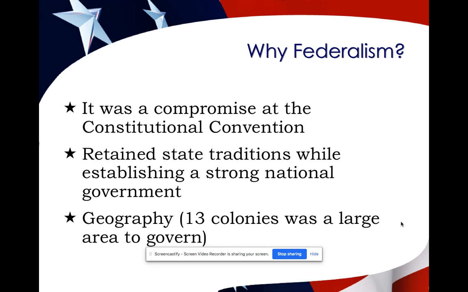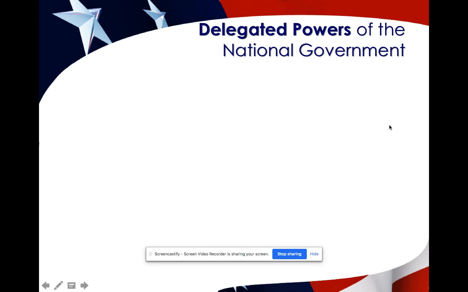This is territory we've already covered. They wanted to retain the state traditions. Many states in our union today still proudly do not want their traditions trampled on. And look, even over 200 years ago, the 13 colonies was a large area to govern. It's hard to govern from one central place. So you cede powers to the states. And obviously with 50 states today, it's an even larger territory to govern.